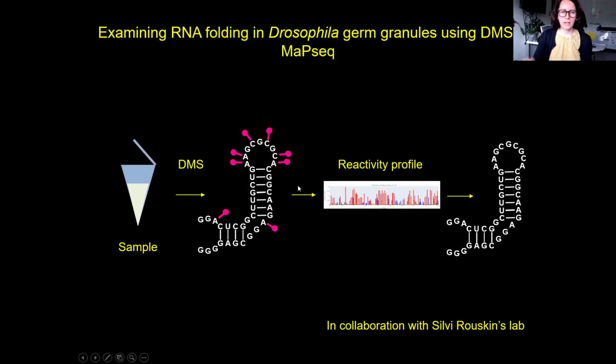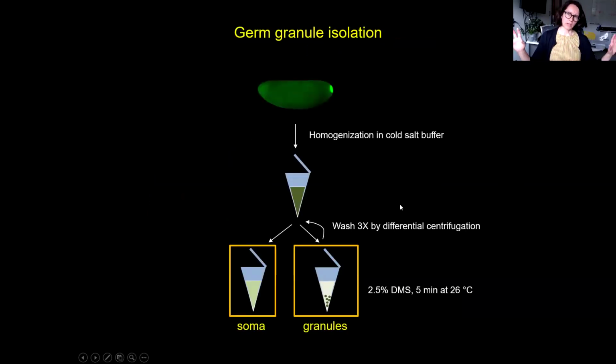And those modifications can then be read through reverse transcription to generate a reactivity profile with which you can then predict the secondary RNA structure of an RNA. And so we homogenized a lot of embryos and then purified granules through several rounds of centrifugation. And we obtained an RNA fraction that was localized to the granules, but we also obtained an RNA fraction that was not localized. So about 4% of an RNA localizes to the granules, the rest remains unlocalized.